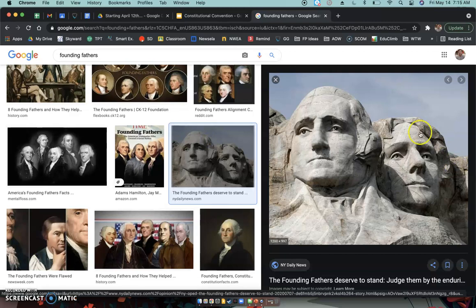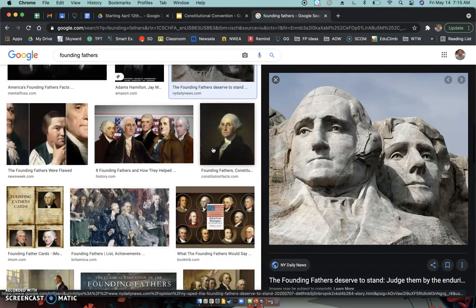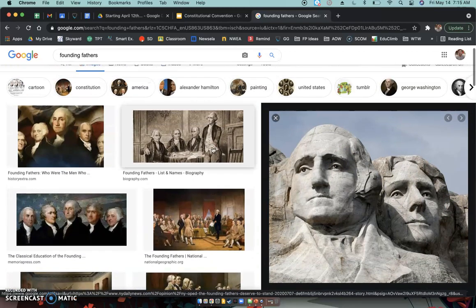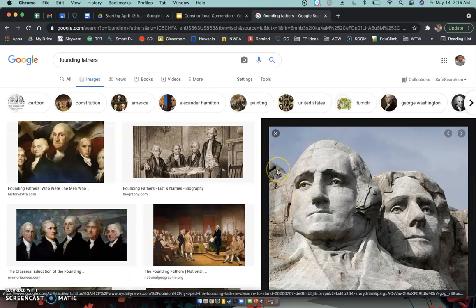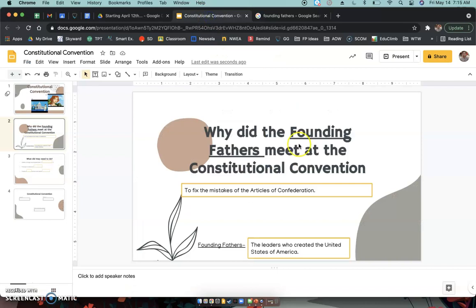Also, there's a couple of the Founding Fathers on Mount Rushmore, 2 of them. So one person who's on Mount Rushmore is Abraham Lincoln. He was not a Founding Father. He was the president close to 100 years after this. So he was not a Founding Father, but that's what they were. They were the people who created the United States of America. They fought in the war. They were the ones who fought and created a country.